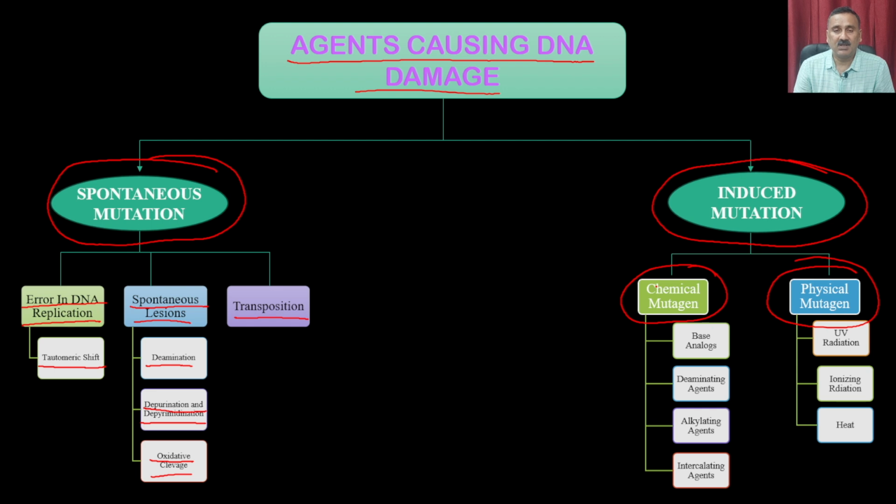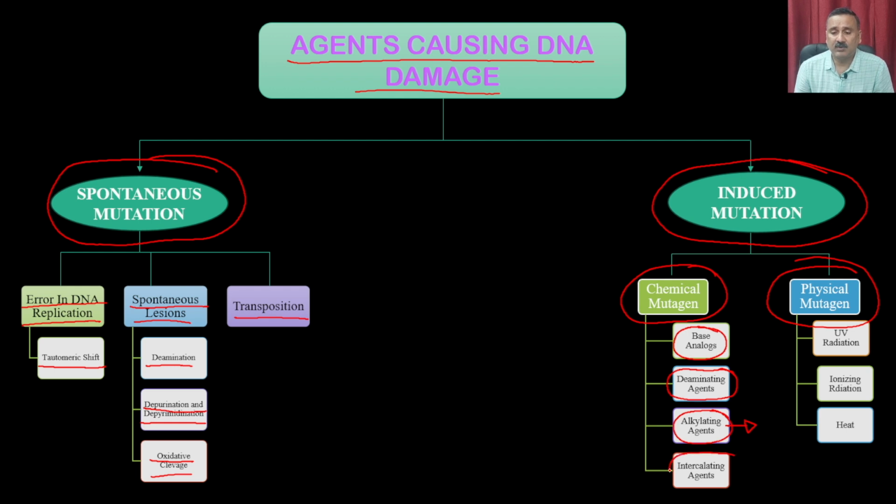Within the chemical mutagens, you have different types of agents. You have chemical agents which function as base analogs, and that is how they destroy the DNA. Then you can also have deaminating agents. You have alkylating agents. Most of the anti-cancer drugs, or the majority of anti-cancer drugs, are alkylating agents.